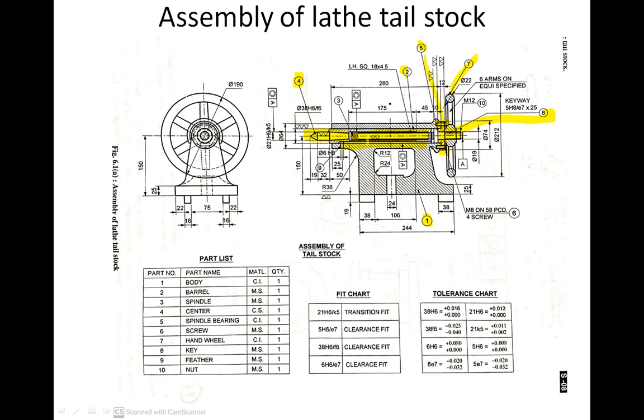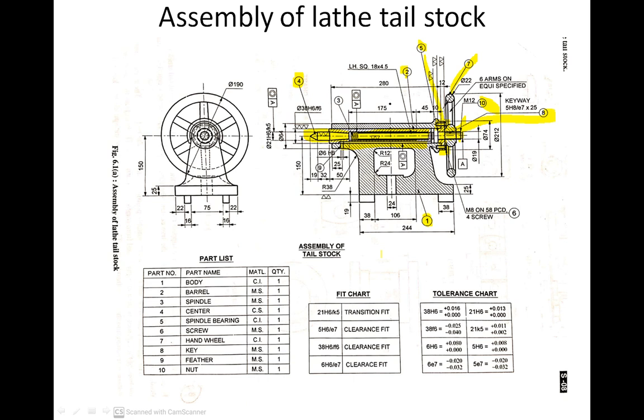Then the last part, part number 10, is the nut. To fit the hand wheel on this spindle, the nut is provided at the end. So this is M12, that is, an M12 nut is provided at the end of this spindle. So these are the 10 parts of the lathe tailstock.